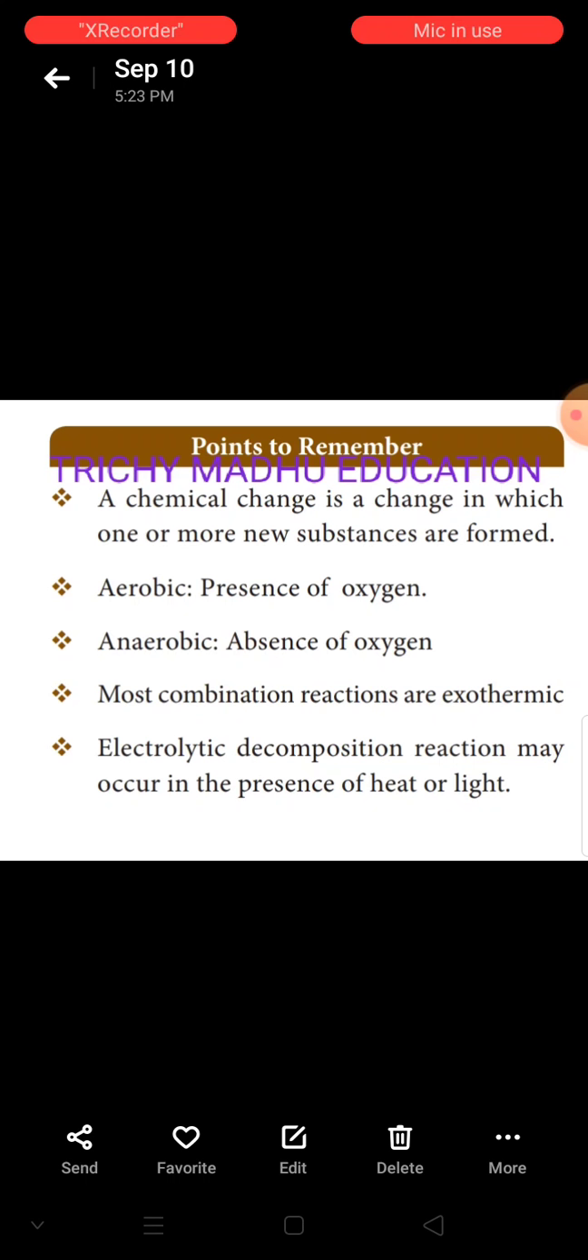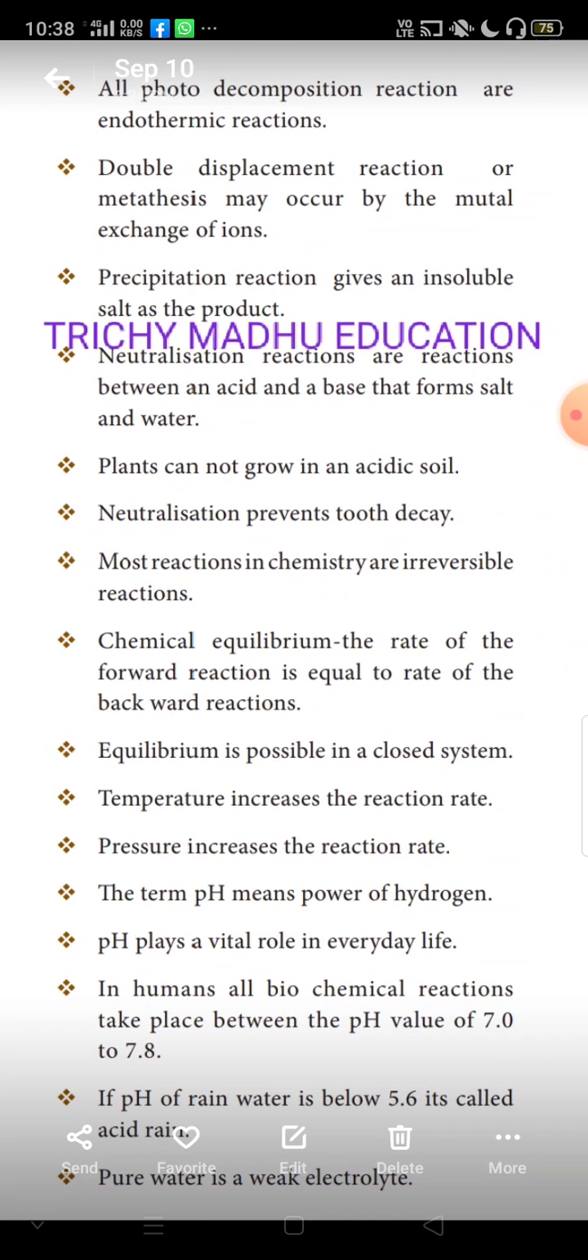Decomposition reactions may occur in the presence of heat, light or electricity. Next, all photo decomposition reactions are endothermic reactions. Double displacement reaction or metathesis may occur by the mutual exchange of ions.